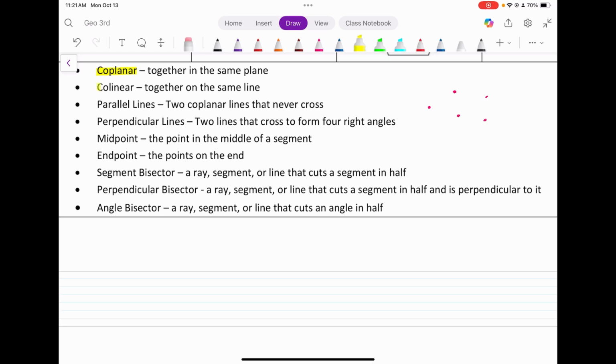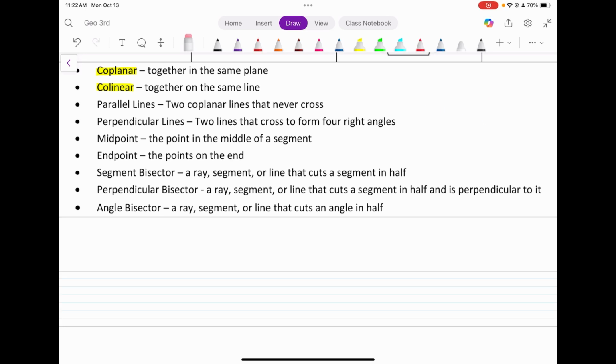However, they are not colinear. Colinear are any points that lie in a straight line. These 2 points would be colinear because we could draw a single line through them. These 2 points and nearly 3 points would be colinear. So colinear simply means they lie on the same line.